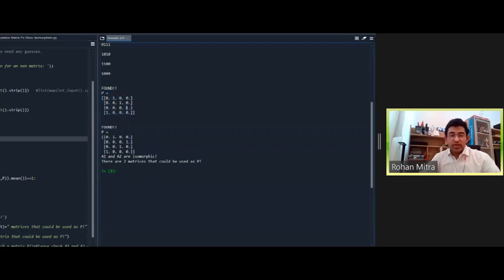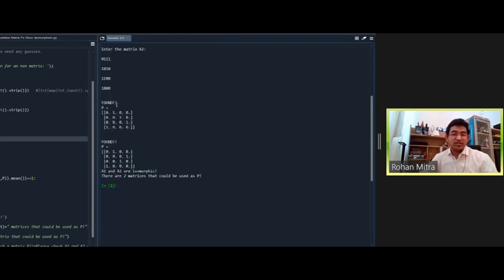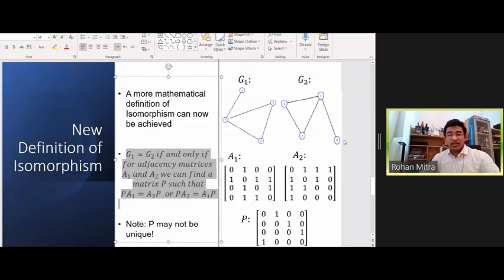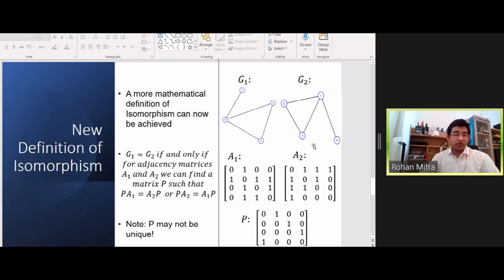It's the 1s on this diagonal and a 1 here. But note that there's also another possible value of P I could have used, with different values in each column and row, right? So this is what my program essentially does. It's going to take in your adjacency matrices and find you the value of P, and by this theorem, by this new definition here, we can easily justify whether they're isomorphic or not, because it's a bidirectional condition, it's an if and only if, right?